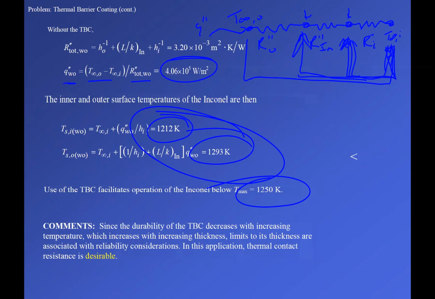Okay, so that says we need to use thermal barrier coating, at least for temperature, but we need to be careful about thermal barrier coating's reliability and such. Okay. Any questions?